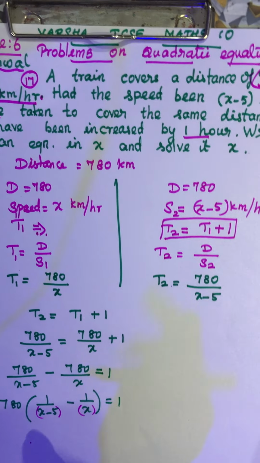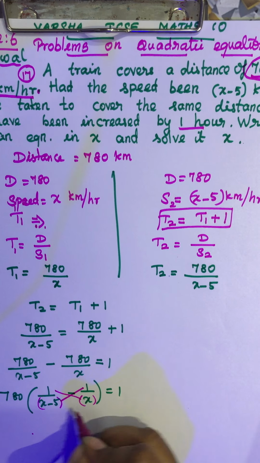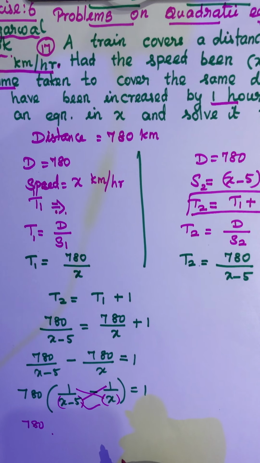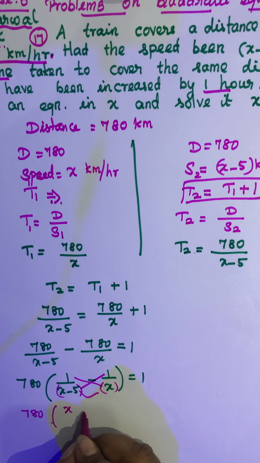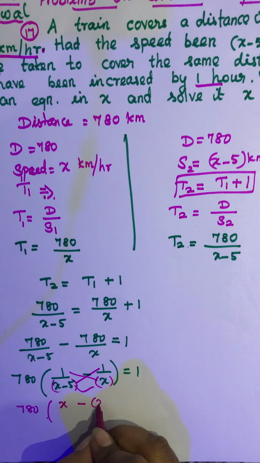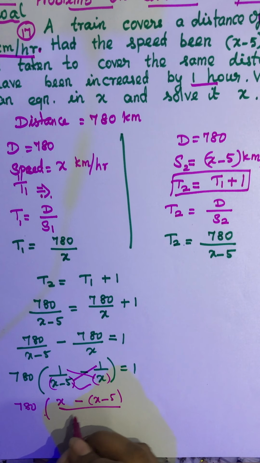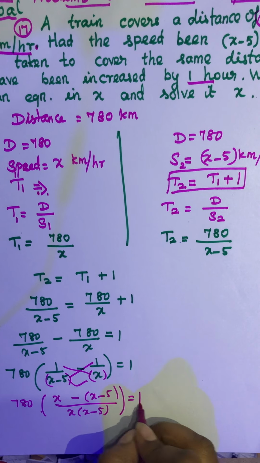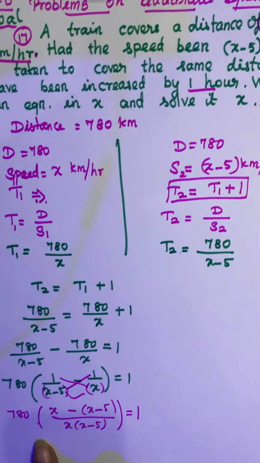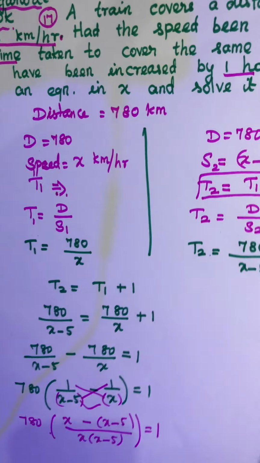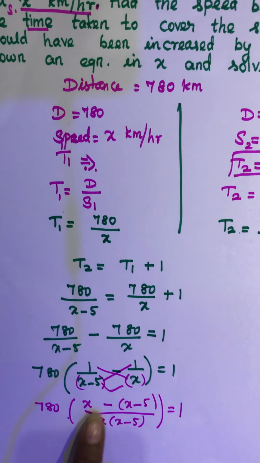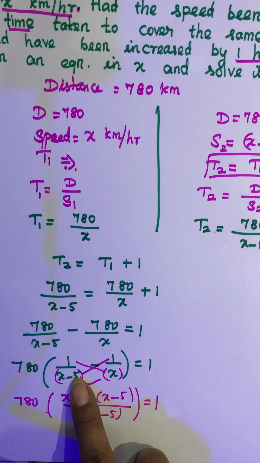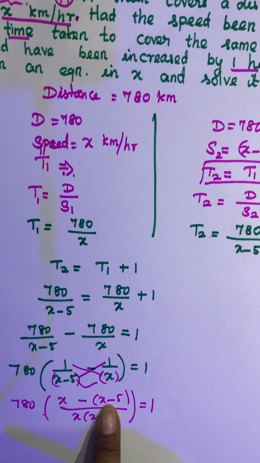Okay, now I am going to cross multiply. So this is 780, x minus 5 by x into (x minus 5), equal to 1. Do you understand this step, ma? Yes. So see, here the x goes, 1 x or x. This is minus, and one time here also, so minus (x minus 5).